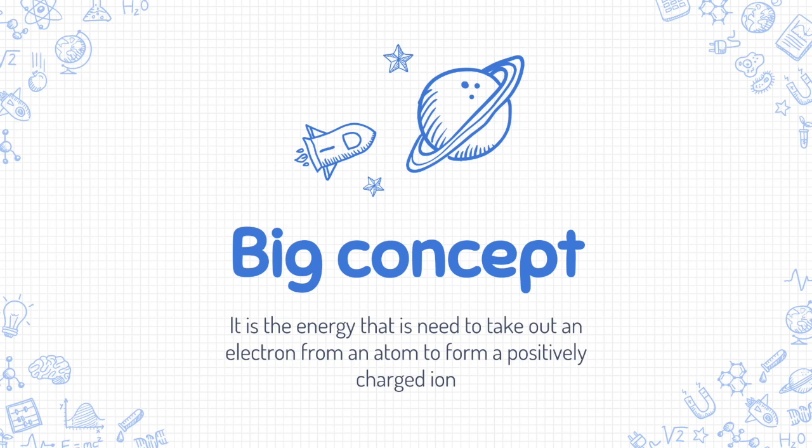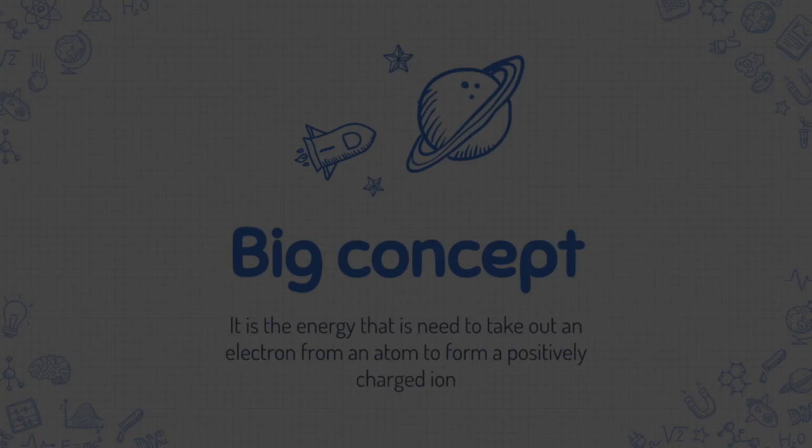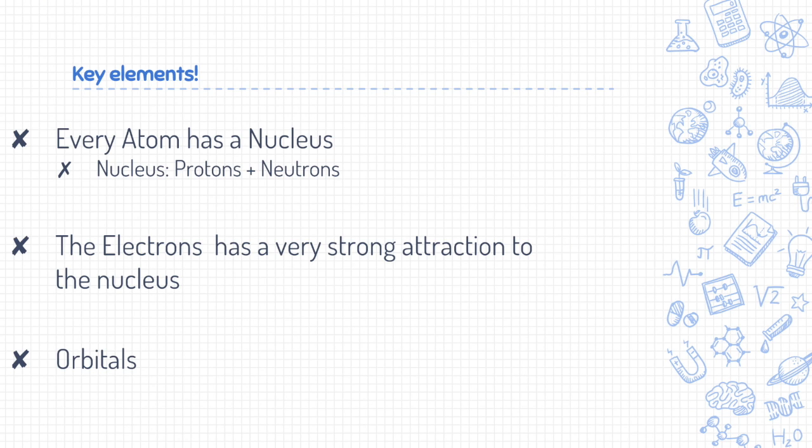But before we dive deep into the topic of ionization energy, here are some key elements that you must know beforehand. Many of you may know these and have learned them in class, so this is mainly just a recap. Every atom has a nucleus, and the nucleus is formed by protons and neutrons. The electrons surrounding the nucleus have a very strong attraction to the nucleus, and there are also orbitals, and we'll mainly be focusing on valence shells, which becomes a key point in our topic on ionization energy.